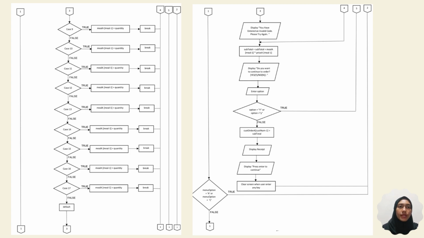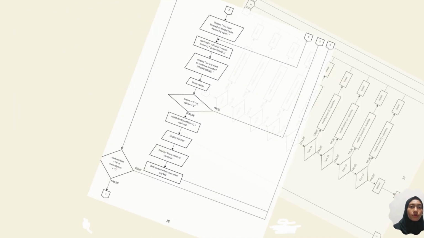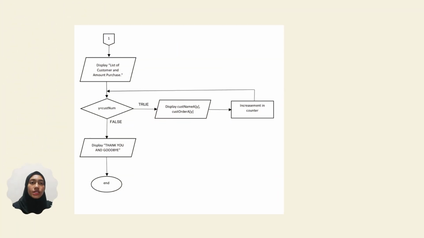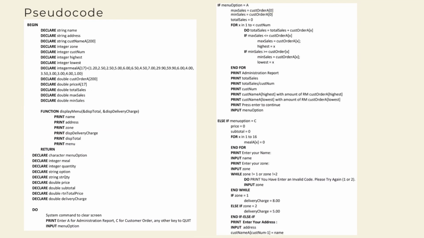Then, the program will display the option to continue order or not, which are yes or no. If not, the program will display the receipt. If yes, the program will return to enter your code for meal. If menu options are not A and C, then the program will display the list of customers and the amount purchased. Then it will display customer name and their order. Lastly, it will display thank you and goodbye. Next is the general program for pseudocode. It just has the same flow as the flowchart.